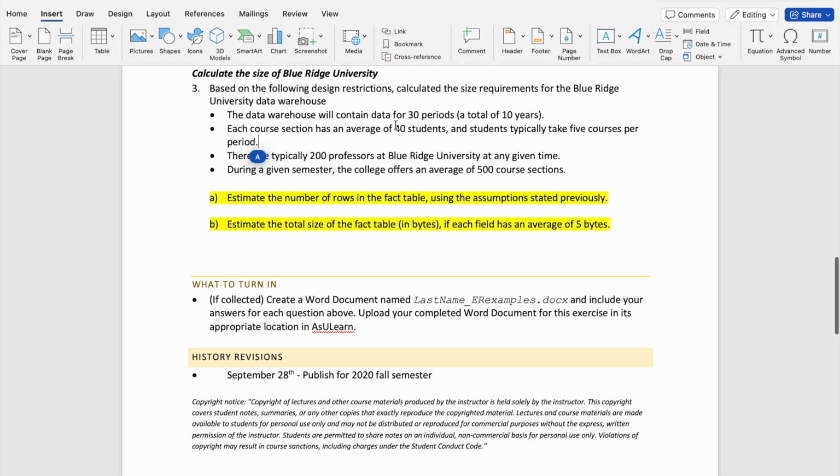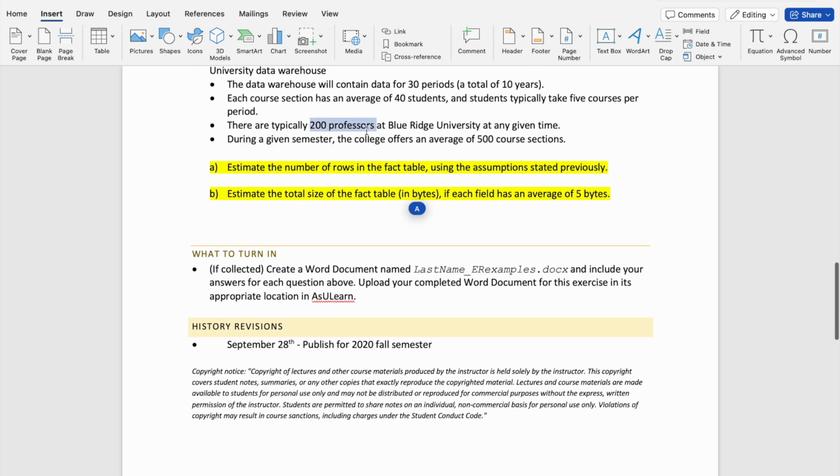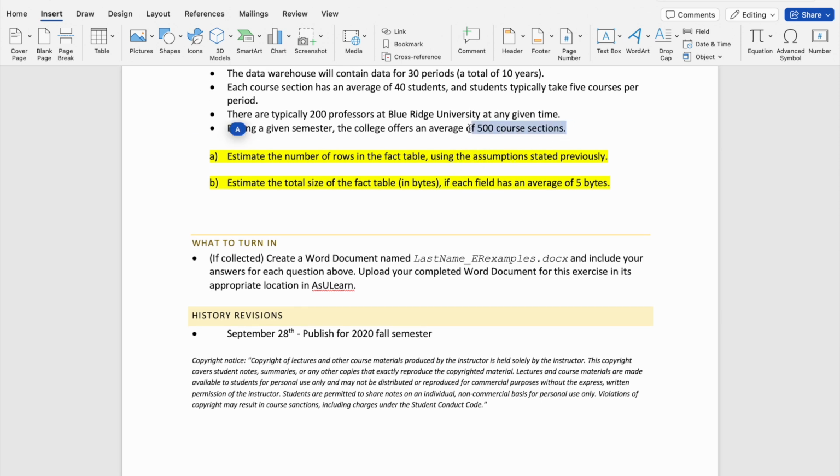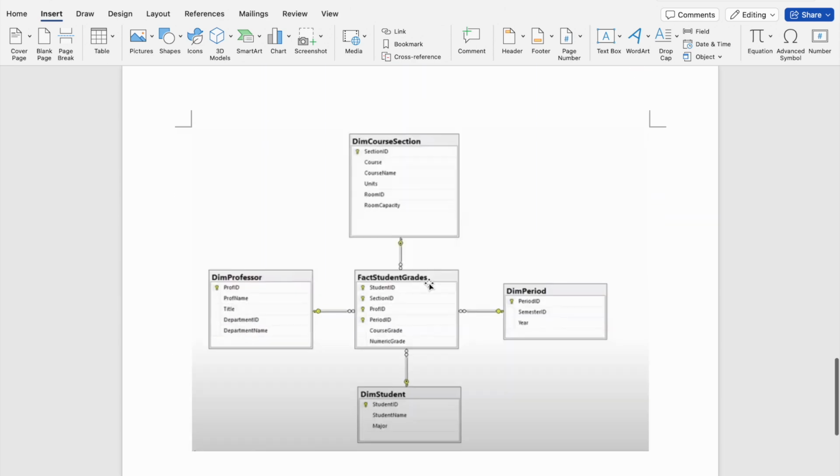And also we have 40 students. This is just a proper rate, 40 students per course. And there are 200 professors, and we also have 500 course sections. Did you notice we have more course sections? Each course section has only one professor, right? We have 200 professors with 500 course sections, which means one professor teaches at least 2 or 3 courses. That's common, at least for me, right?